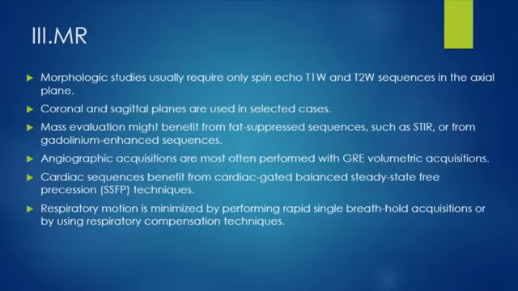Passing to magnetic resonance, morphologic studies usually require only spin echo, T1 and T2 sequences in the axial plane. Coronal and sagittal planes are used in selected cases. Mass evaluation might benefit from fat-suppressed sequences. Angiographic acquisitions are most often performed with GRE, gradient recalled echo, volumetric acquisition. Cardiac sequences benefit from cardiac-gated balanced steady-state free precession techniques. Respiratory motion is minimized by performing rapid single breath-hold acquisition or by using respiratory compensation techniques.